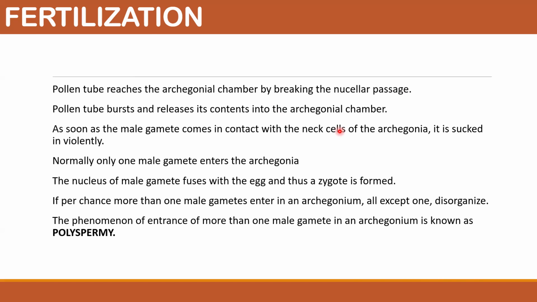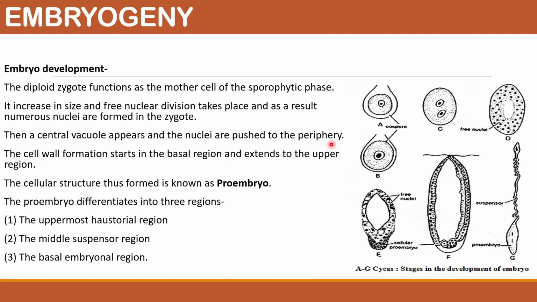The phenomenon of entrance of more than one male gamete in the archegonium is called polyspermy, which is noticed in gymnosperms and is a frequent phenomenon in gymnosperms.